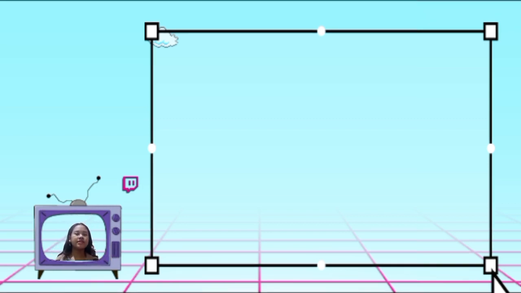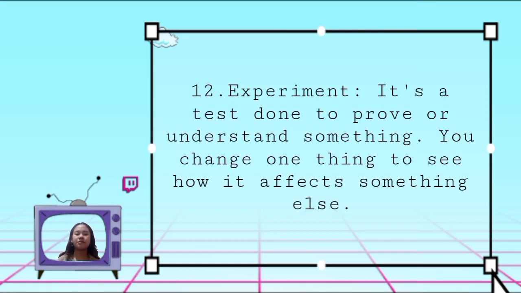To continue the discussion of Mr. Arnel Arcillas, let me discuss what an experiment is. Experiment is a test done to prove or understand something. You change one thing to see how it affects something else.